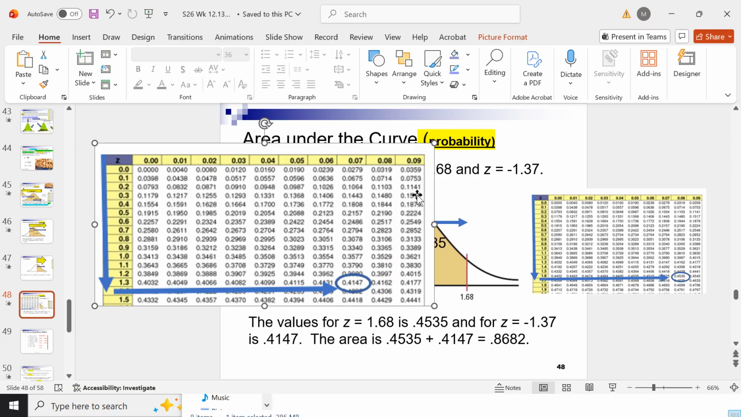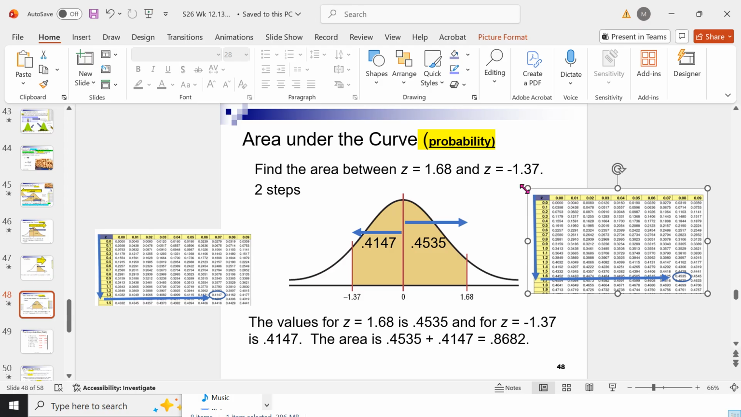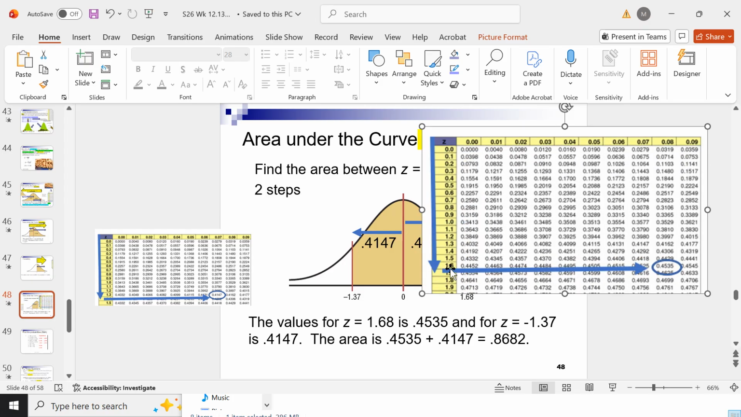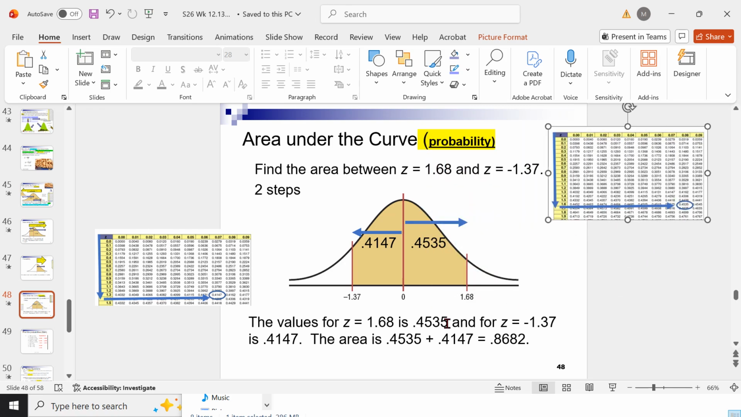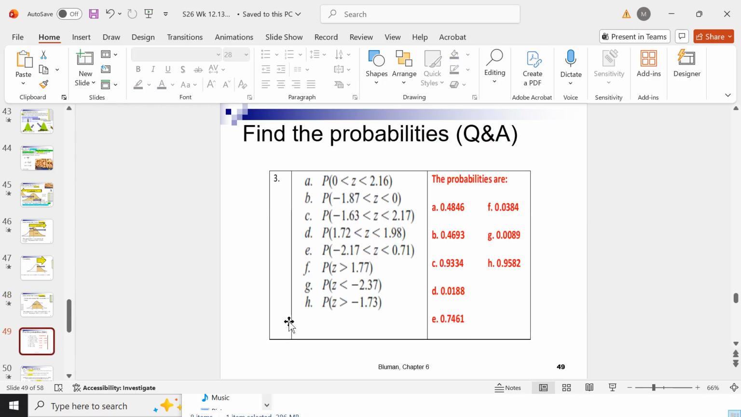1.37, so 41.47. Okay, there's your 0.4147, and then for a z-score of 1.68, 45.35. You add them together, so the total area under the curve for these two z values there is 86.82%.